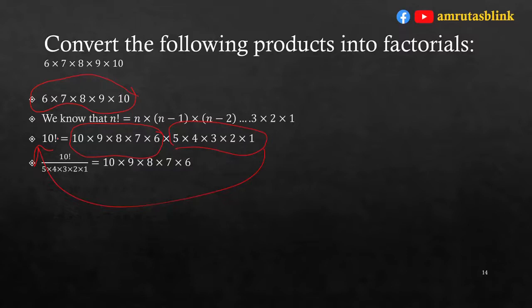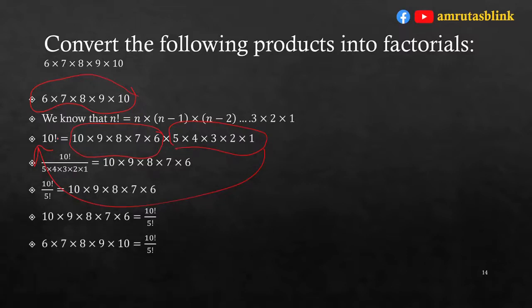So we'll just simplify, that is 6 into 7 into 8 into 9 into 10 is equal to 10 factorial upon, in the denominator what we have is 5 into 4 into 3 into 2 into 1. That is nothing but 5 factorial. So ultimately the given product 10 into 9 into 8 into 7 into 6 is equal to 10 factorial upon 5 factorial. Hence our answer is 10 factorial upon 5 factorial.